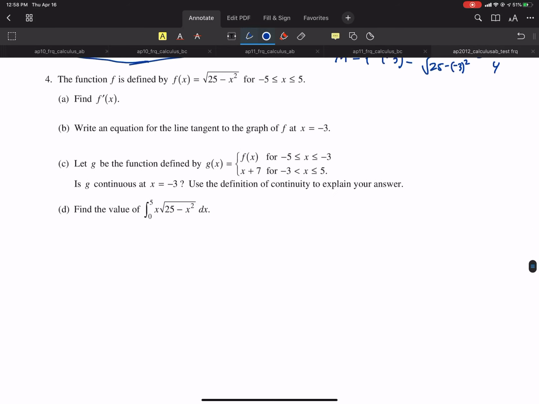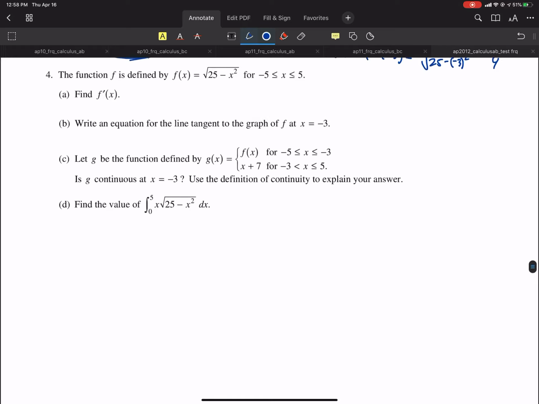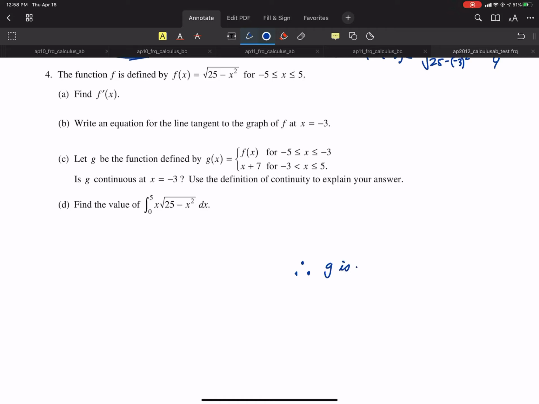All right, part C. So continuity. So I'm going to remind you, our end goal is to prove this. So I'm actually going to write my answer here. I'm assuming it's going to be continuous. If not, I'm going to have to change this. Therefore, G is continuous at x equals -3.